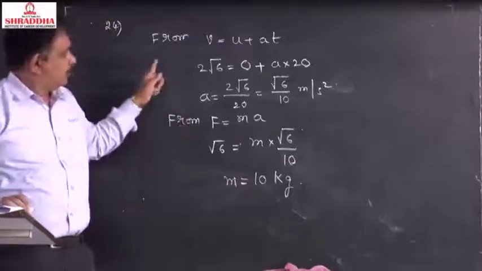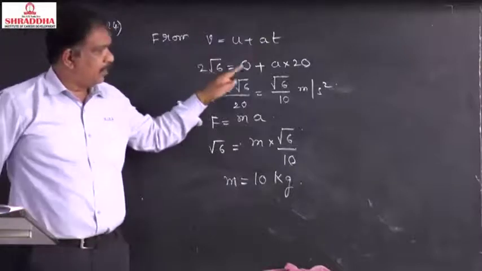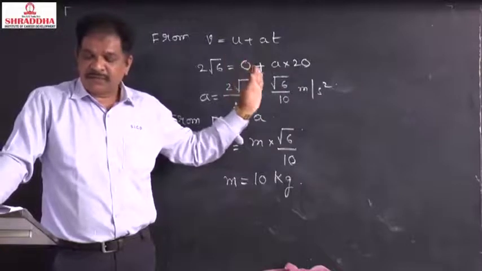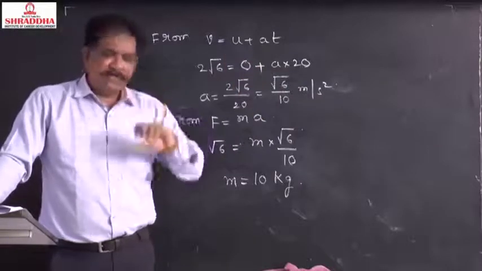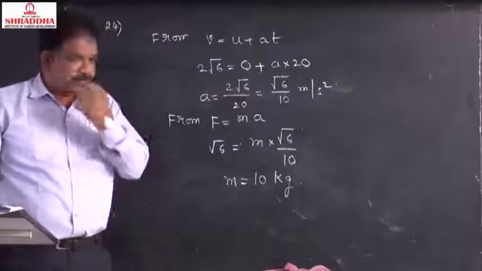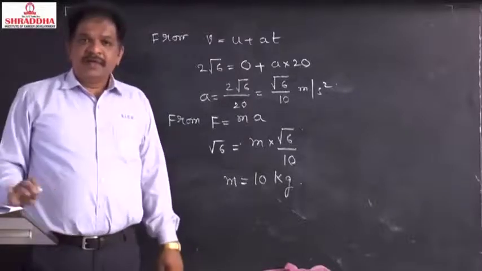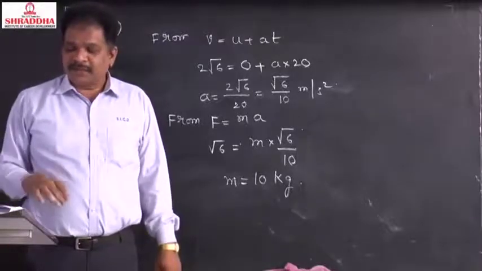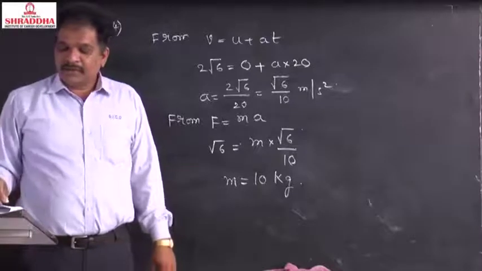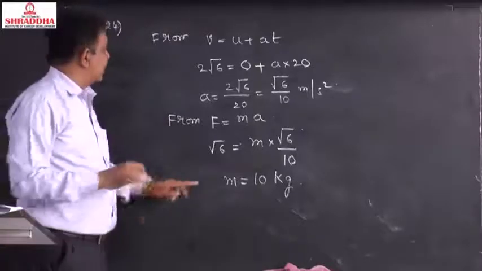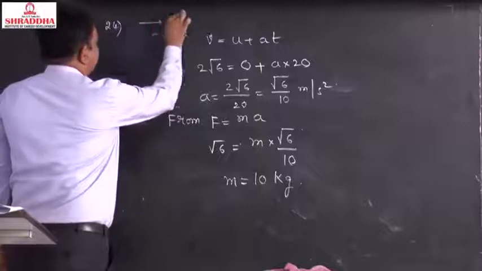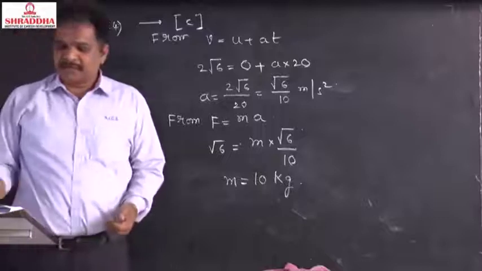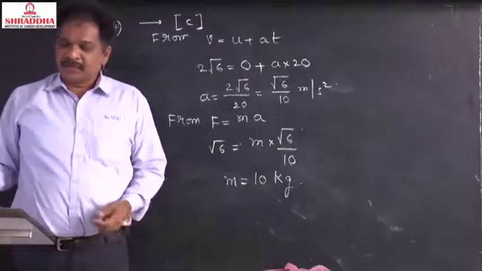Clear? So, a force is given on a body or a particle. From rest it moves. It gains a velocity of 4i plus 2j minus 2k in the time of 20 seconds. Then find the mass of the body. That is the question. So we got 10 kg. 10 kg will be option C. C will be the answer for that. Clear? Next.